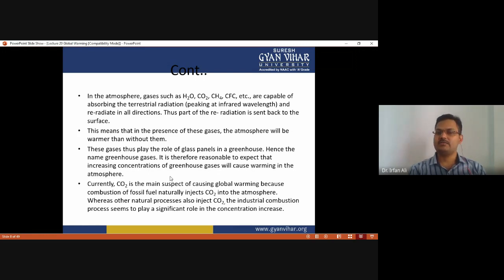And currently, carbon dioxide is the main suspect of causing global warming because combustion of fossil fuel naturally injects carbon dioxide into the atmosphere, whereas other natural processes also inject carbon dioxide. The industrial combustion process seems to play a significant role in the increase in the concentration of carbon dioxide. So currently carbon dioxide is the major gas that may contribute to global warming.